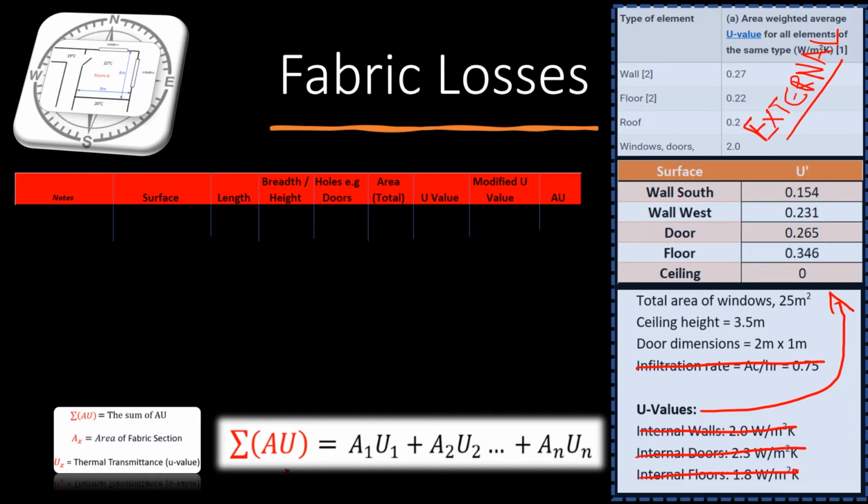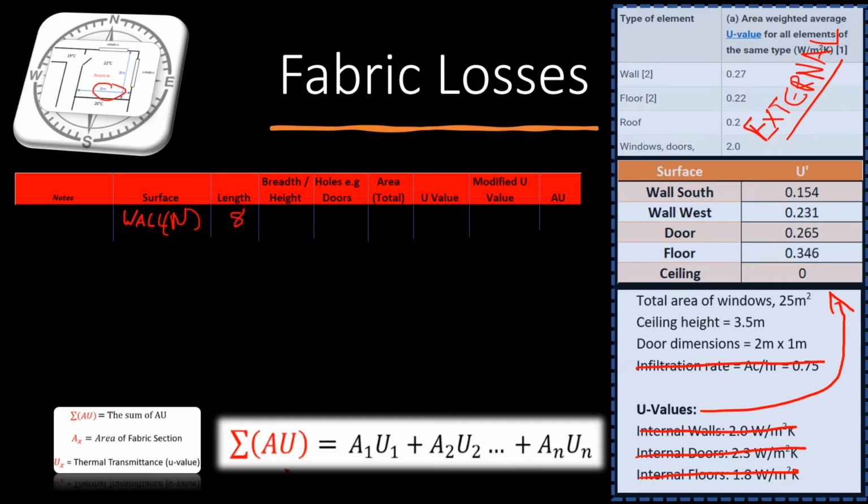Secondly, I've got surfaces, so this would just be my surface. For example, say I was going for the north wall. So wall, brackets, N for north. I've got a length, so the length for that north wall, what's that going to be? It's going to be 8 meters from side to side.